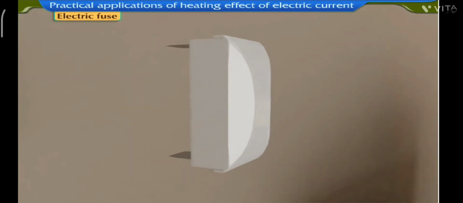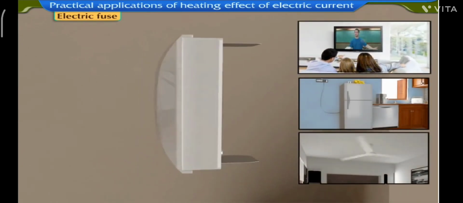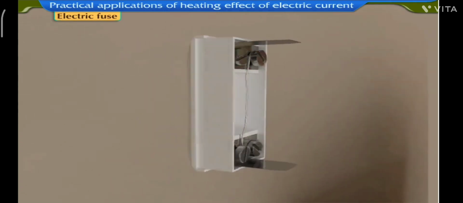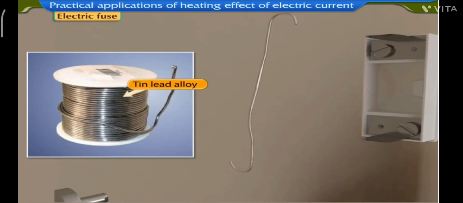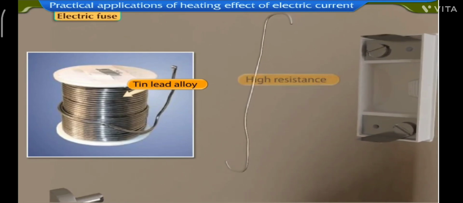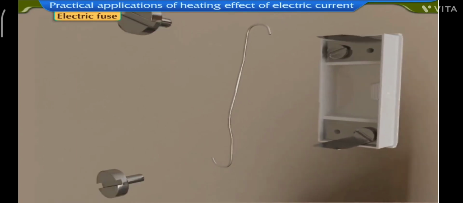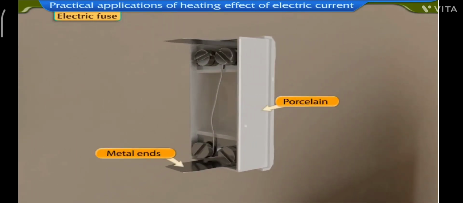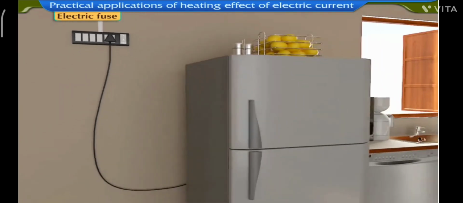An electric fuse is used to protect electric circuits and electrical appliances against excess flow of current. The fuse is a thin wire made up of solder, a tin lead alloy, which is 60% tin and 40% lead, that has high resistance and low melting point. The fuse wire is usually enclosed in a cartridge of porcelain or similar material with metal ends. It is connected in series with a device or circuit to be protected.